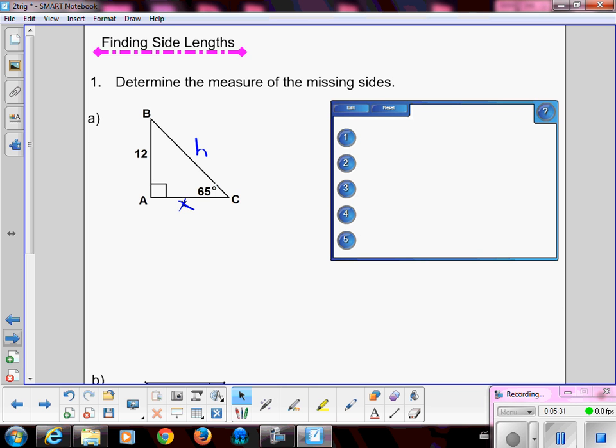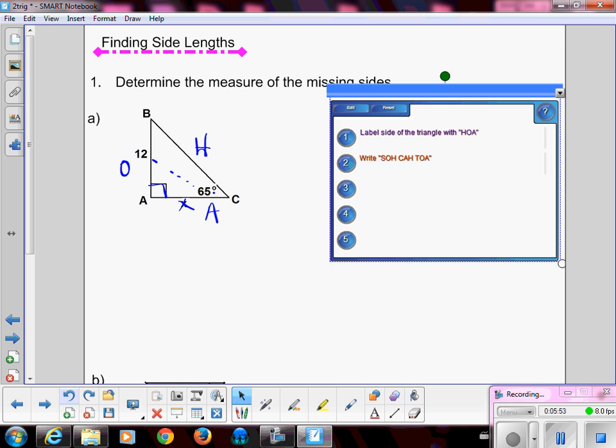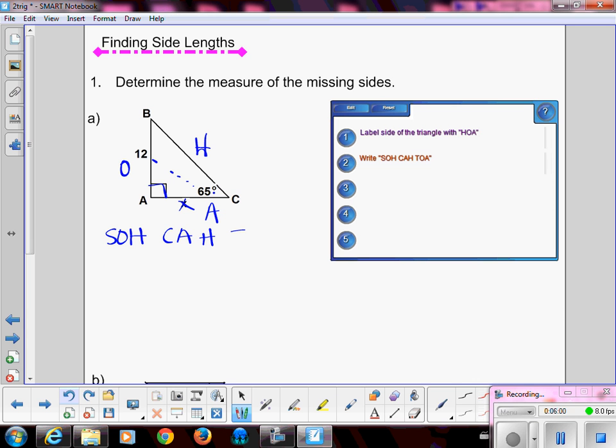But first of all, I need to label the sides of the triangle with HOA. Well, I actually already started, right? There's my H. This time they gave me 65, so it becomes my angle. That's the one that I want to label opposite. So across here would be opposite, and obviously this would be adjacent. After I do that, I write SOHCAHTOA. So I'm going through the steps. You maybe eventually do not need all these steps, and that's fine, but this works for everyone.